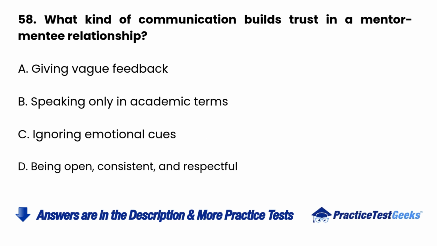58. What kind of communication builds trust in a mentor-mentee relationship? A. Giving vague feedback. B. Speaking only in academic terms. C. Ignoring emotional cues. D. Being open, consistent, and respectful.